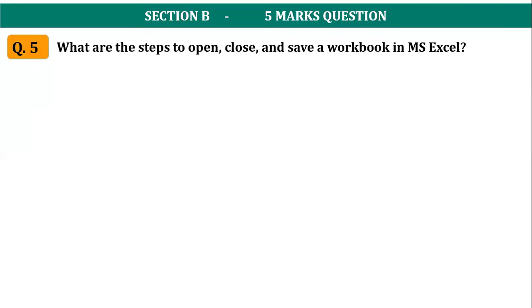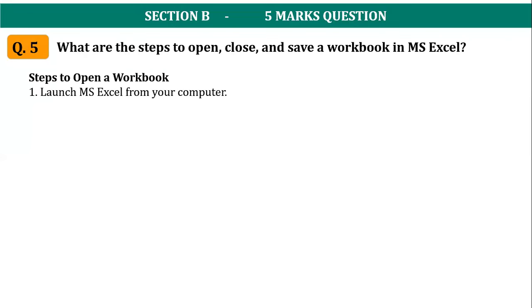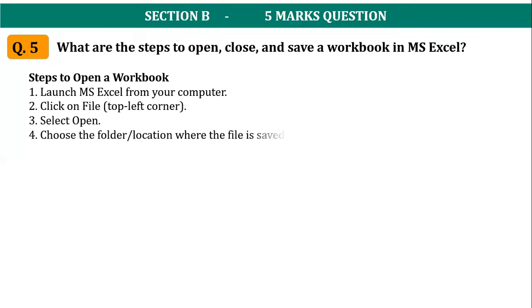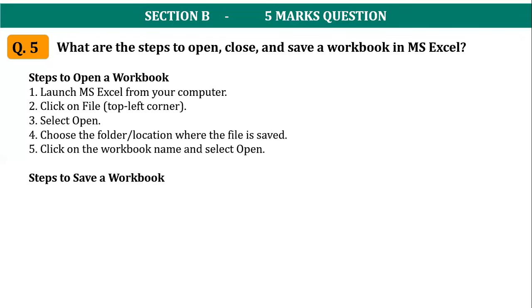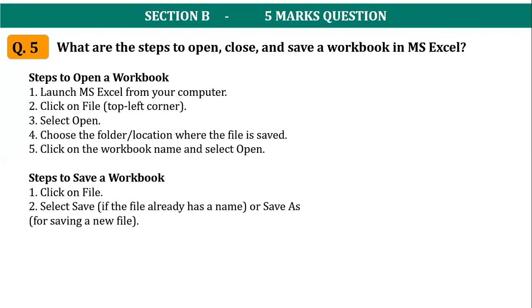Next one. What are the steps to open, close, and save a workbook in MS Excel? First and foremost, if you want to open a workbook, launch MS Excel from your computer, click on file, double click, and it will directly open up. Save. What you have to do when you want to save? It's simple. Earlier we have seen. You can use save for an existing file, save as for a new file.